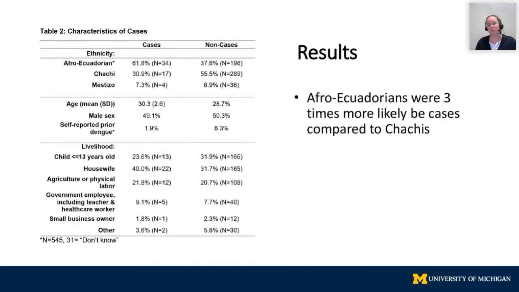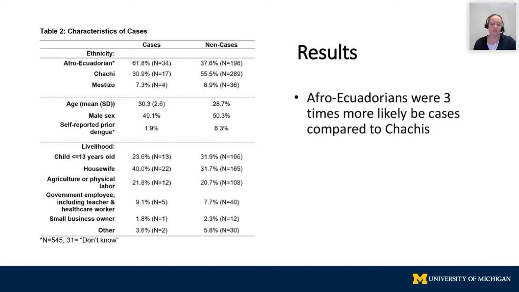The primary results that we found were that there was this outbreak, and around 10% of the community was affected, but the majority of these cases were observed in Afro-Ecuadorians, even though the Afro population of Santa Maria is smaller than the Chachi population. There are more Chachi households than Afro households. And this was really the only very significant risk factor we saw for case status. There was a little bit of an association with age, but not much else. And so it was clear that the Afro population probably had a different risk.